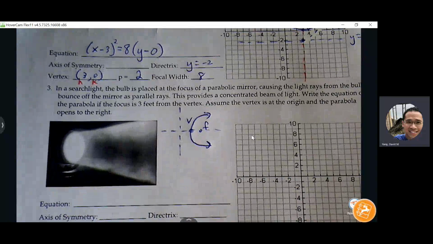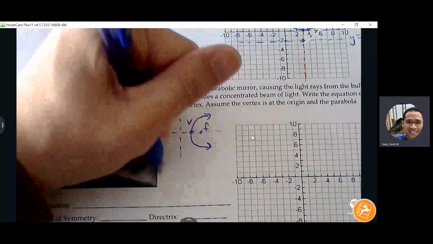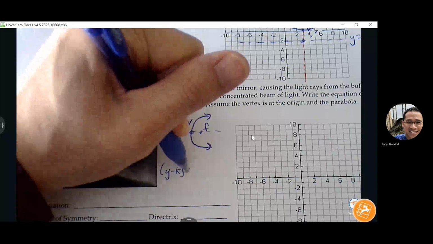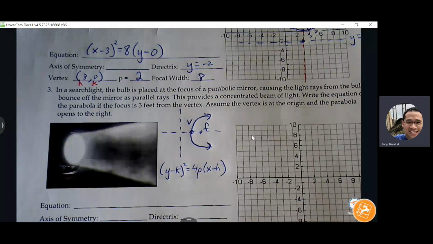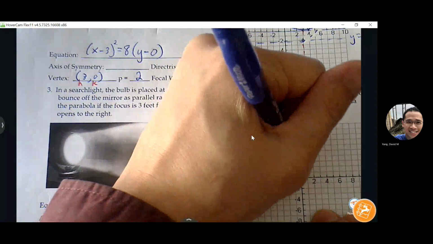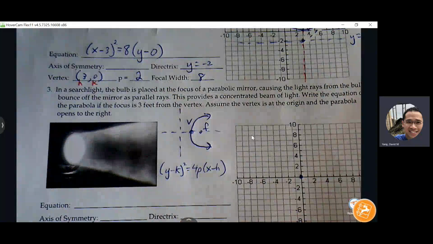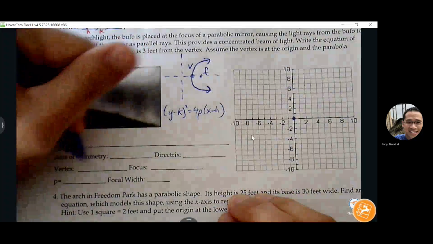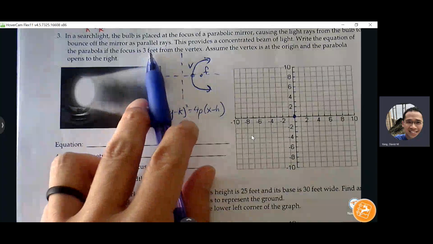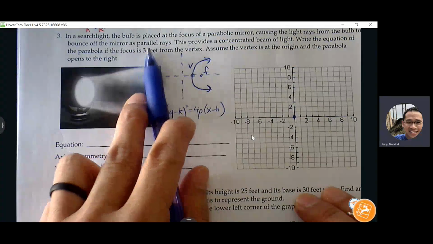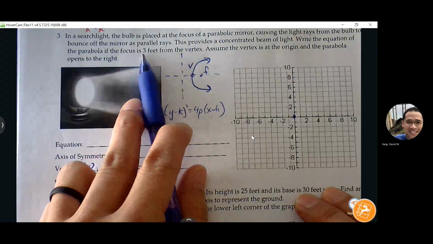Okay, so we know our parabola is going to look like that, which means it's going to be the y being squared. The vertex is at the origin, so the vertex is (0, 0). The focus is 3 feet from the vertex, so 3 is the what? The p-value. Yeah.